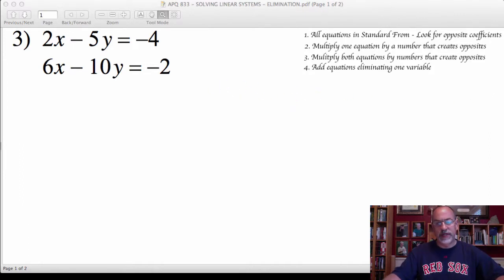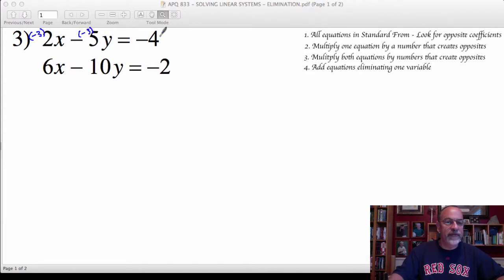Now I've got a couple of options here. Because 6 is a multiple of 2, I could multiply this first equation by a negative 3 to create a negative 6, which would be opposites. If I look at the y coefficients, 10 is a multiple of 5, so I could multiply this first equation by a negative 2, because then the negative 2 times the negative 5 would give me a positive 10, which would create opposites as well. So in this particular case, I have options, so you just choose whichever one you would like to do. I'm going to go ahead and multiply by negative 3 here to create an opposite negative 6.